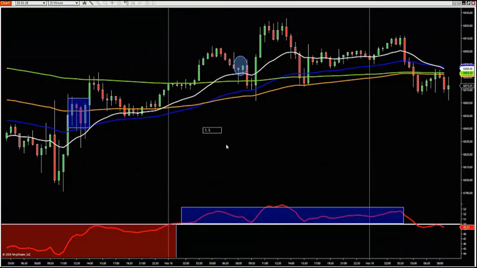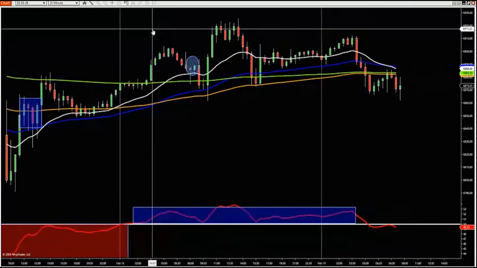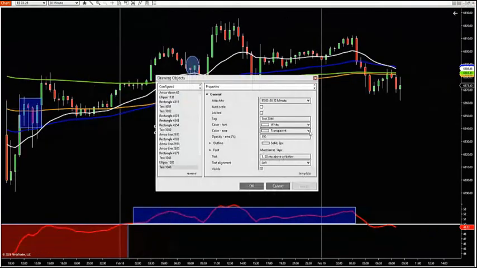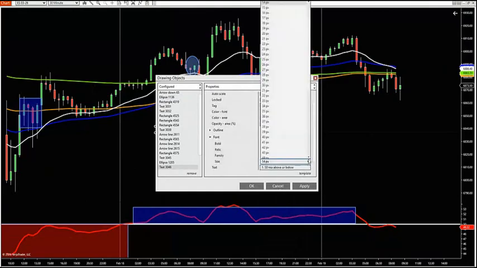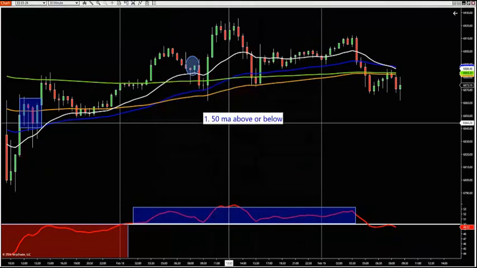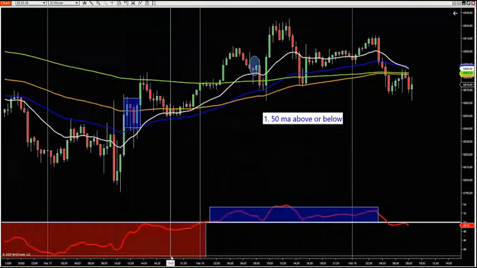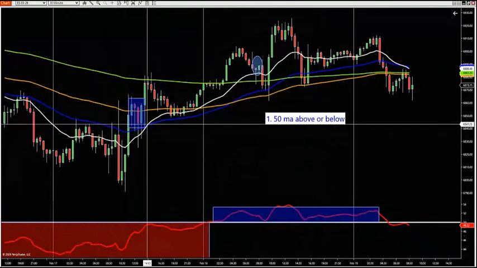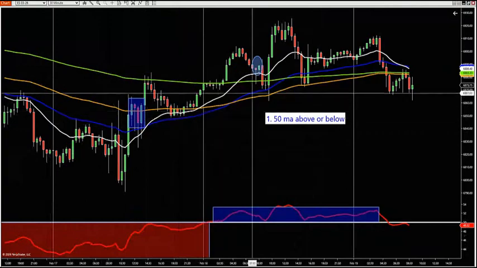So one, we're looking for the 50 MA above or below. What that tells us is whether our bias is up or down. Meaning, do we look for sell zones or buy zones? Is price action above or below the 150 MA? So if we look at the price action here, the 50 is the blue line if you look at it.